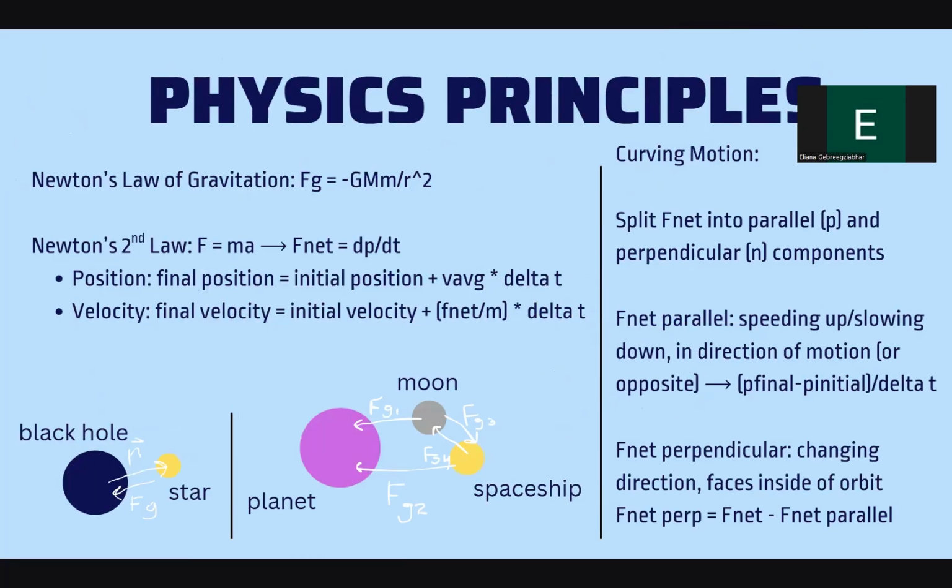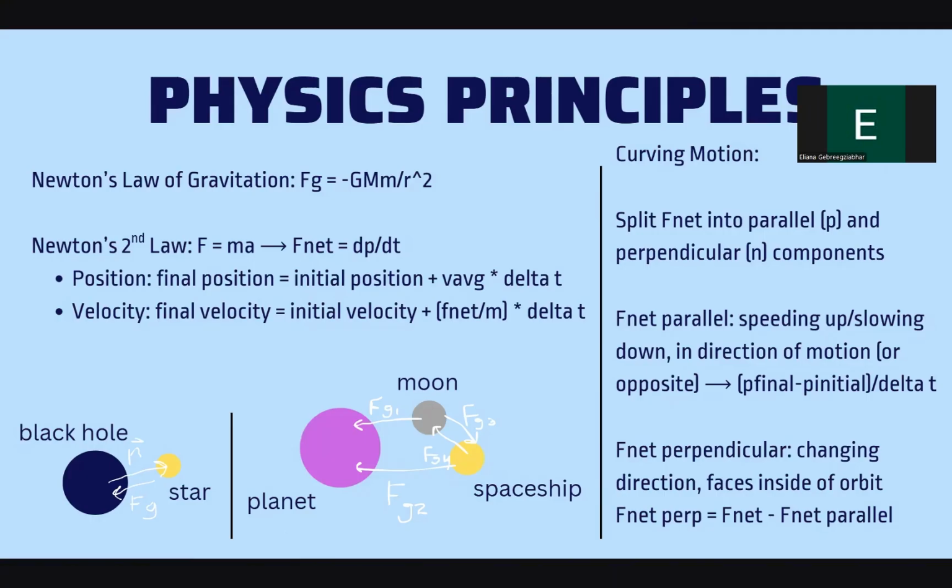The main physical principles we used in this lab were Newton's law of gravitation and Newton's second law. Newton's law of gravitation says that the force of gravity is equal to -G times both masses over the distance between them, r to the power of 2. Newton's second law, F equals ma, was also interpreted to be equal to F net equals dp over dt, which is the derivative of momentum over time. We also used the position and velocity updates from previous labs to update the position and the velocity over time.